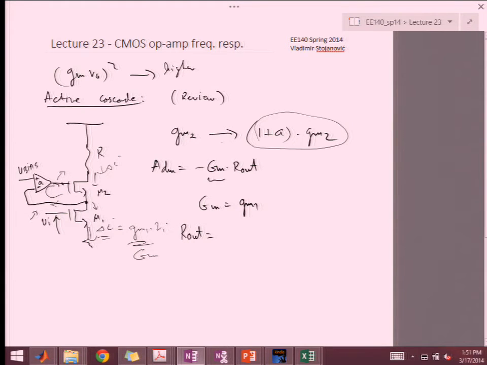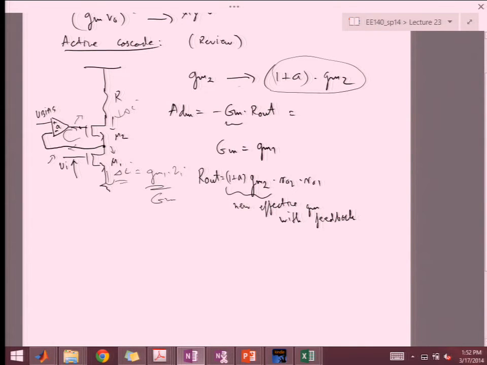Now, what would be the R out without the feedback? Okay, yes, it would be GM2 times RO2 times RO1. But now I am adding this (1 plus A) factor, because this is my new effective GM with feedback. And now, of course, since my ADM is a combination, I get my previous GM RO squared times (1 plus A).